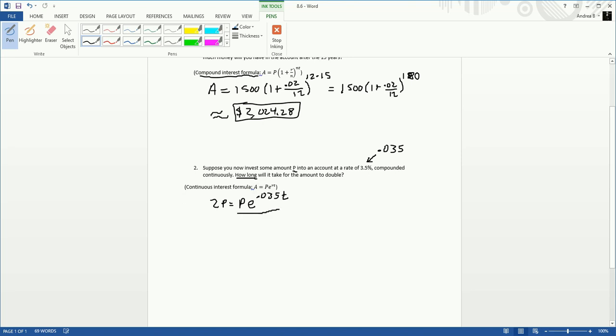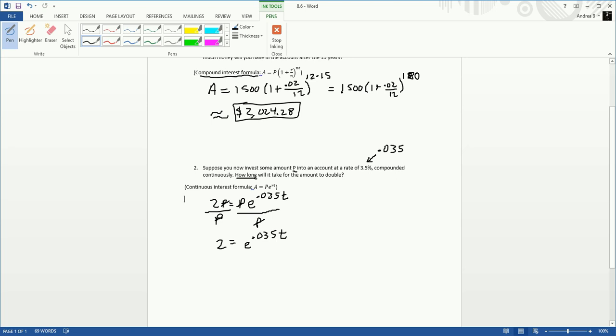So, like normal, we want to try and get our t, our time that we're trying to solve for, by itself. So we can divide both sides by P, which in this case will cancel out P on both sides of the equation, which is all right here because we're trying to solve for t instead. So we'd have 2 is equal to e to the 0.035t. Or if you want, you could start at this step if you know you're trying to double it.